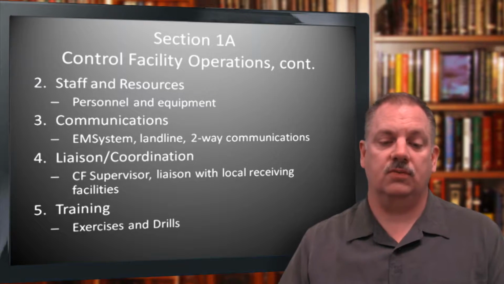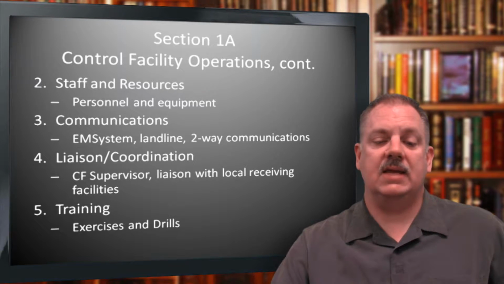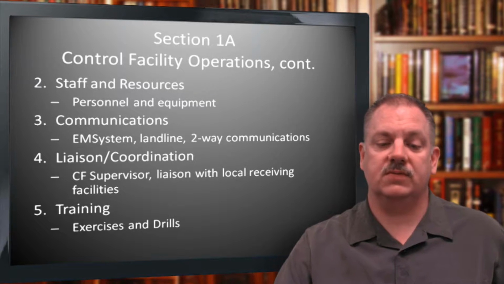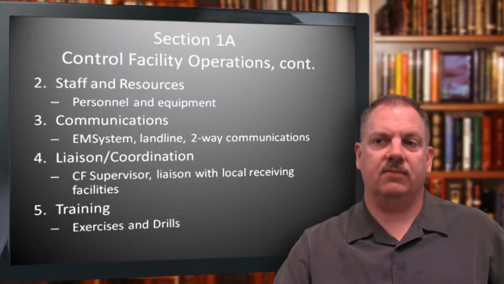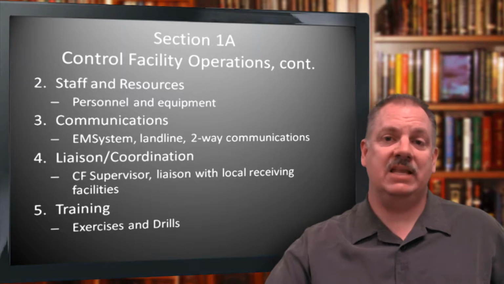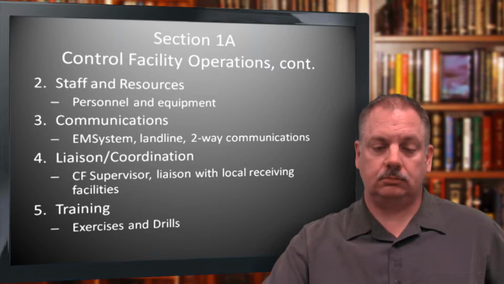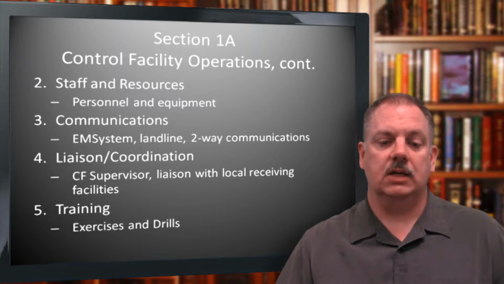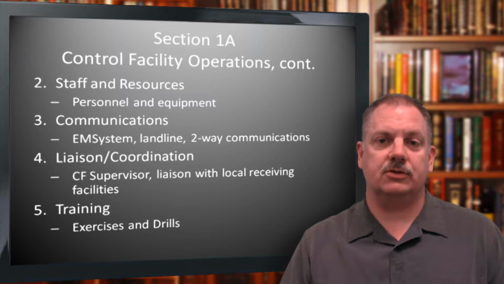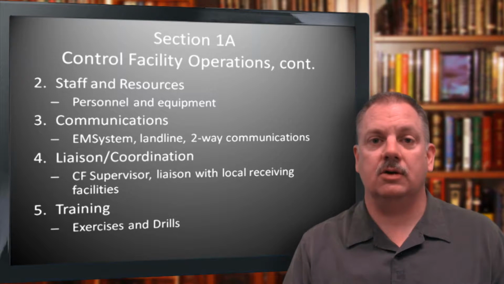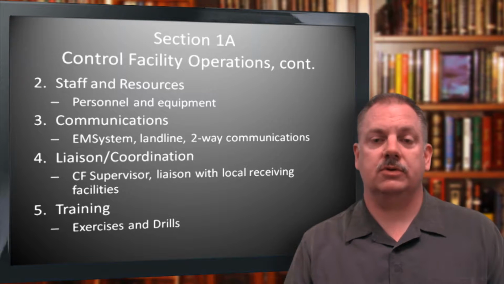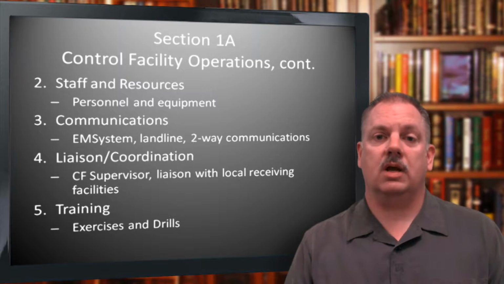There needs to be a liaison or coordination, a control facility supervisor within the local receiving facilities. This is really important, to have one person that can assist with getting training going and maintaining that training throughout, so that everybody becomes aware of the control facility. Again, there's no telling when these disasters or mass casualty incidents may occur. It could be between 8 and 5, five days a week, when the majority of the folks are in the hospital, or it could happen at 1 o'clock in the morning on a Sunday.